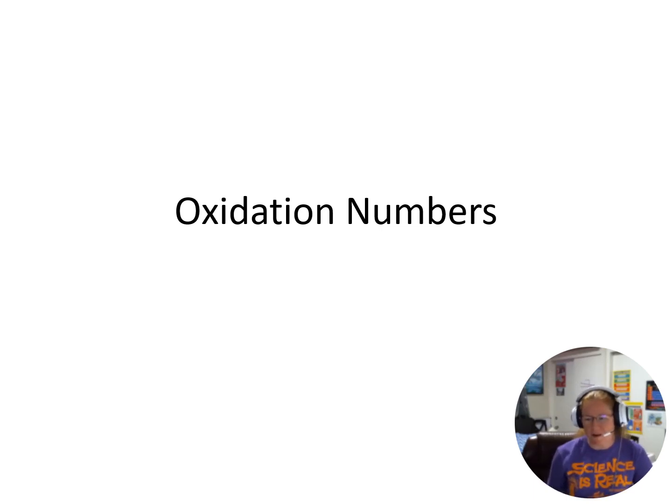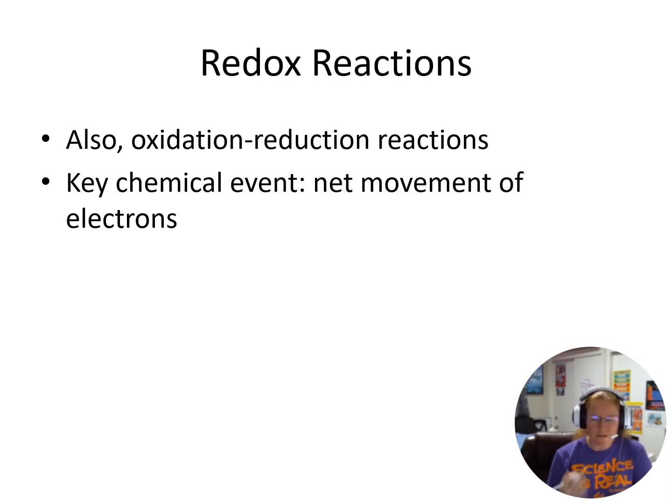All right, let's talk about oxidation numbers, what they are, and how we assign them. To start off with, let's understand what redox is. When we talk about redox reactions and assigning these oxidation numbers, we're talking about oxidation-reduction reactions. So redox comes from shorthanding oxidation reduction. What we're looking at is the movement of electrons.